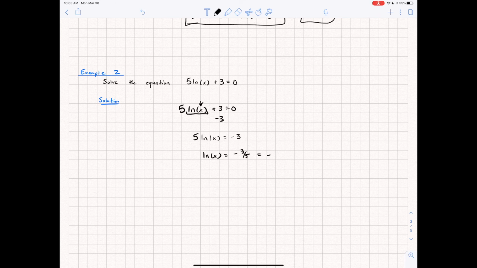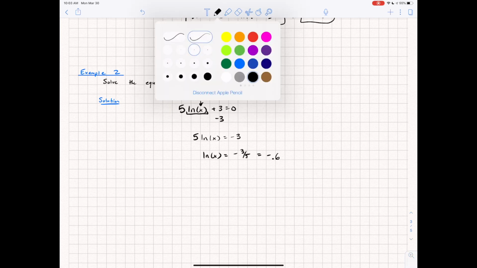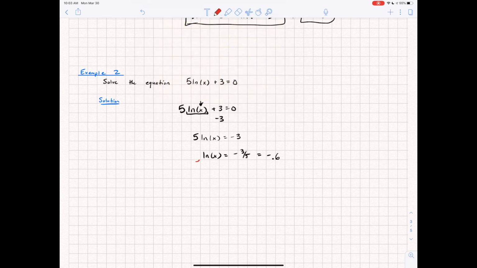As a decimal, this is roughly going to be negative 0.6. Now, if I'm trying to get rid of the ln, the opposite of an ln is an exponential of the form e. So what I generally like to do is I just go through and say e to the problem. And when I do something like that, notice that the e and ln will cancel and leave me with just x is equal to e to the negative 0.6.